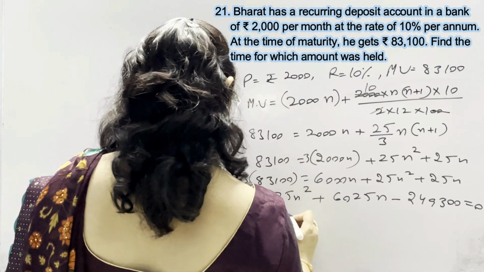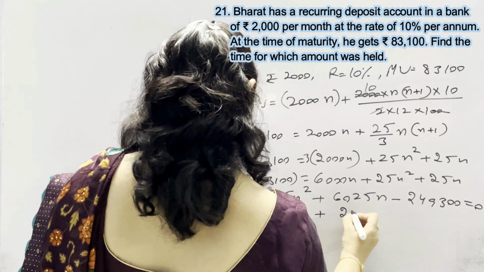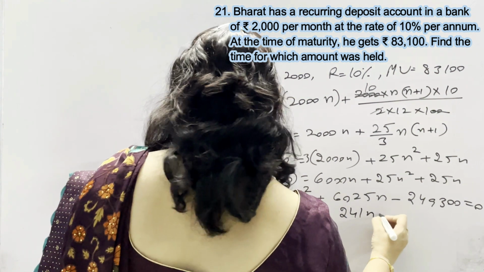Now taking 25 common from this quadratic equation so that we can get its factor easily. Its value is 241n minus 99720.